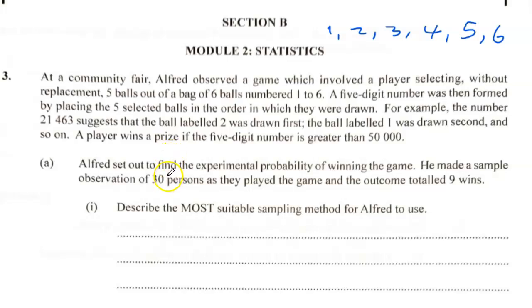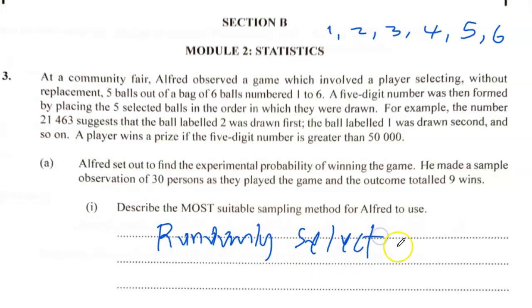Describe the most suitable sampling method for Alfred to use. And of course, the most suitable method he would use here is randomly. So he's randomly selecting players. All right, so randomly select players.